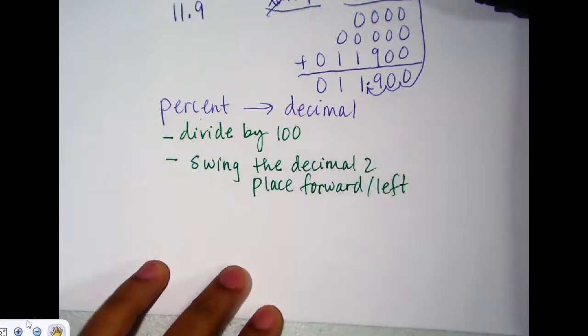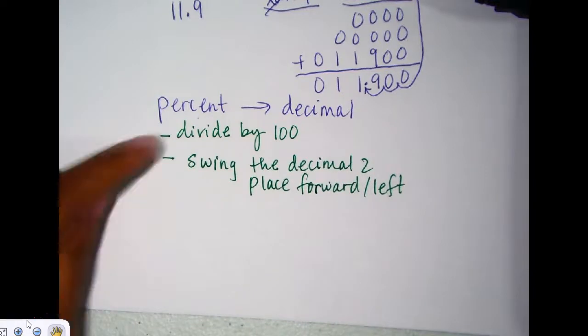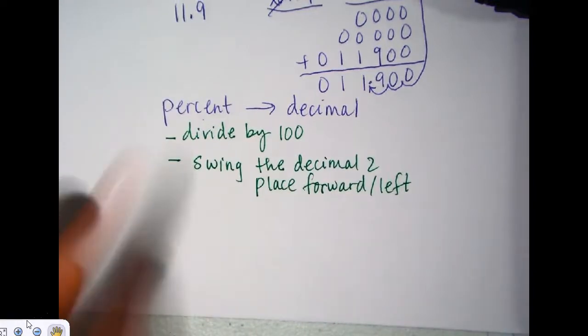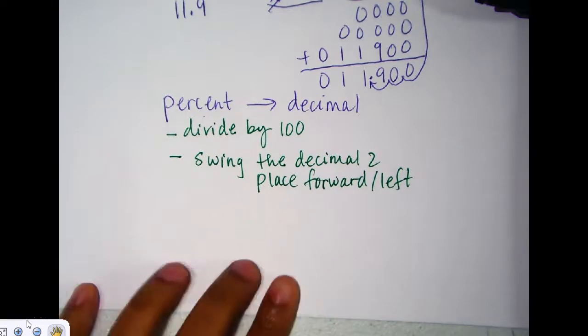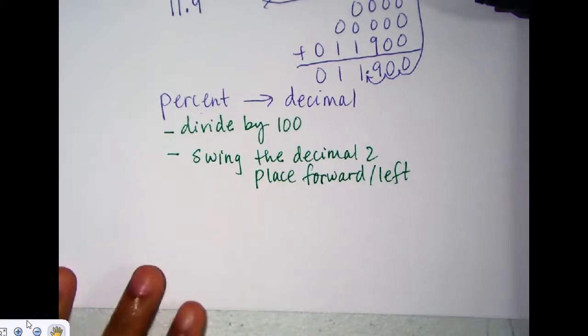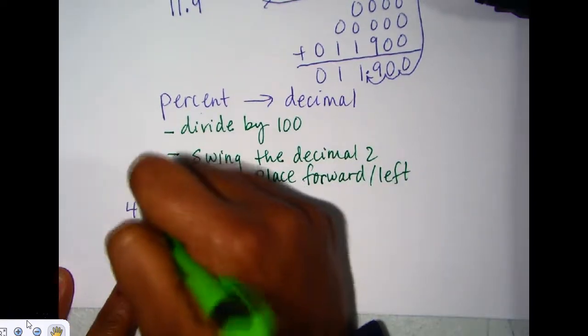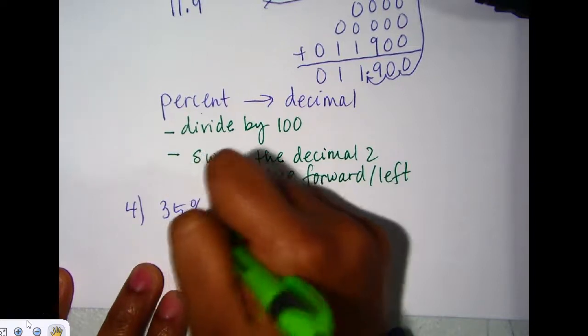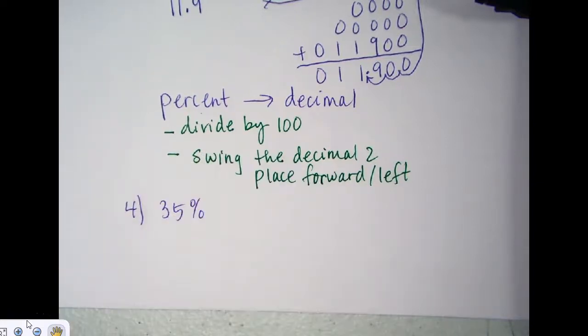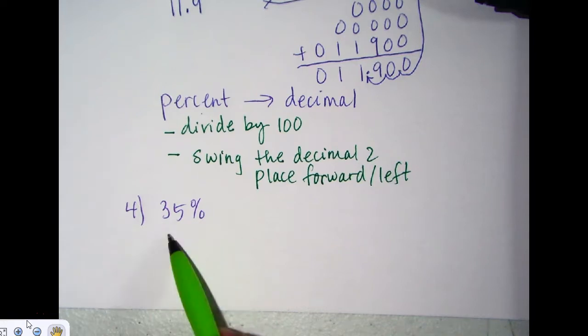All right? So whichever one, you can do this way or you can do it this way, whichever one you like. I like the swing method, okay? All right, so now let's look at an example. So if I have 35%, this is number 4, I have 35%, okay? So I could just divide this by 100, I would get 0.35, okay?